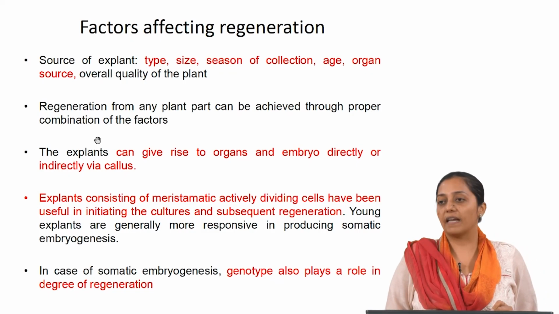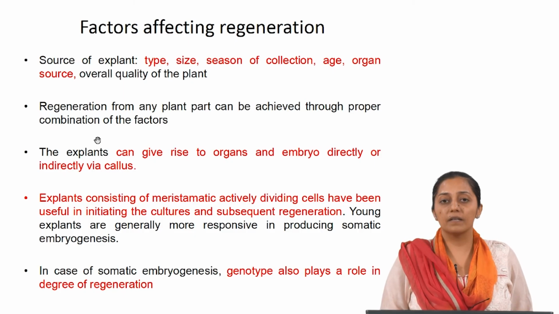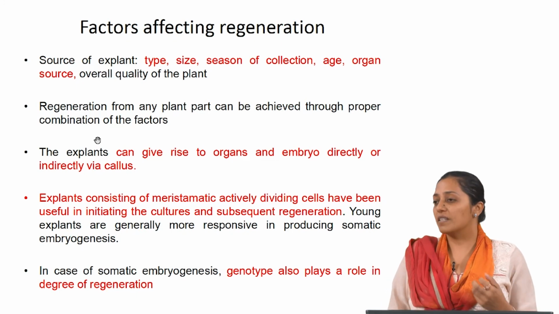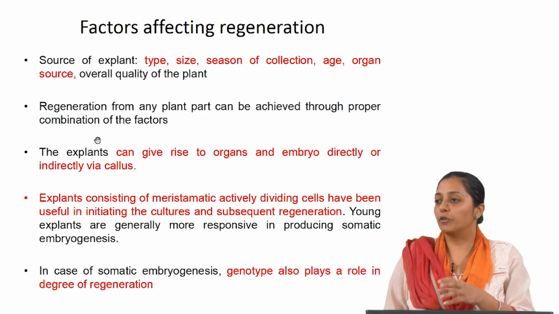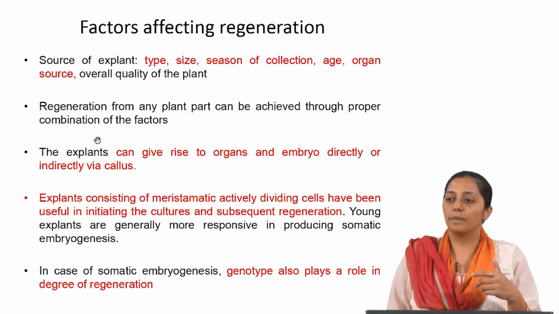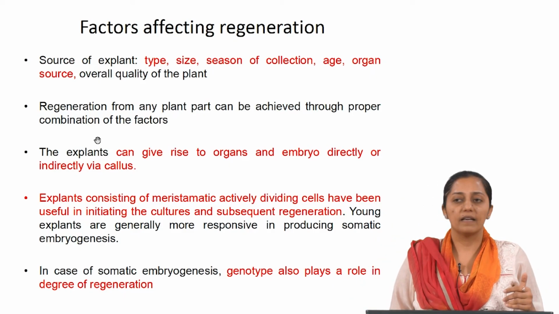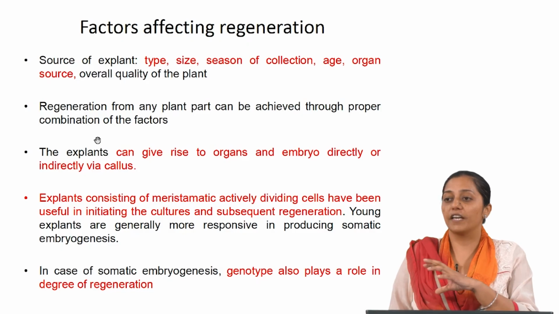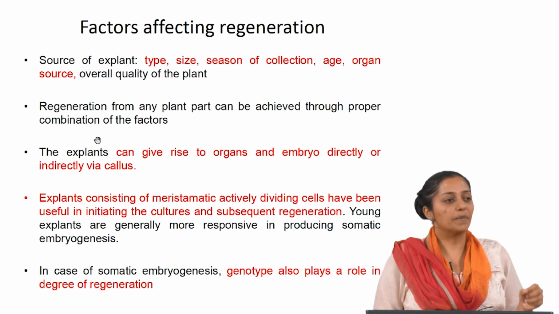Now, what are the factors which can affect regeneration? It is the type of the explant, sometimes the size of the explant, season of collection, age of the explant. So, younger plants and younger explants can easily be manipulated and are more conducive to epigenetic changes. Reason? Because they are still dividing cells. The majority of the cells will be at a meristematic stage because they are younger. They have still not completely differentiated and become organized to carry out a matured function. Now, they can be easily manipulated.